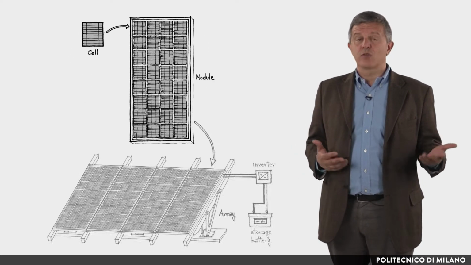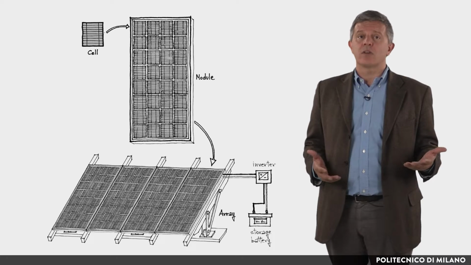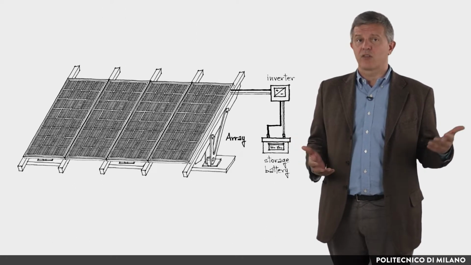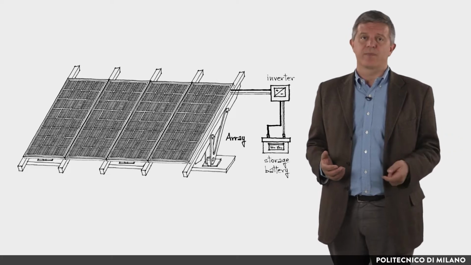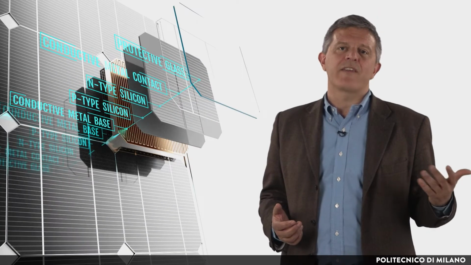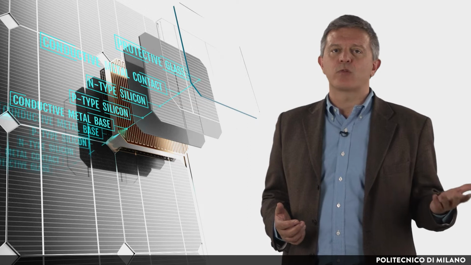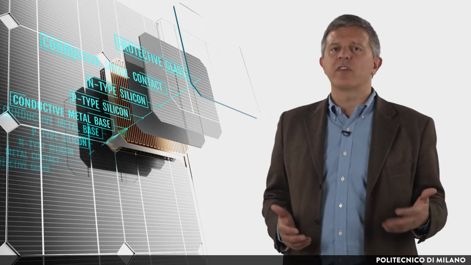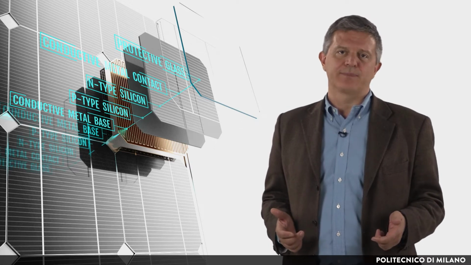These modules are usually grouped into strings, which in turn are connected to the control and storage devices: inverter, charge regulator and batteries. Commercial modules are available with areas ranging from about 0.5 to 2 square meters and a weight of about 15 kilograms per square meter.